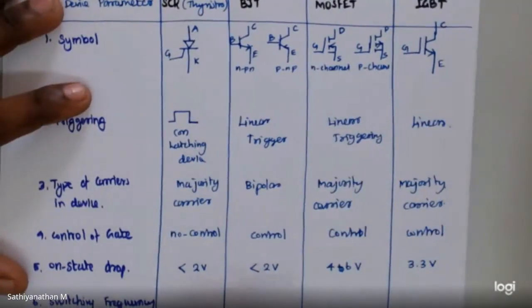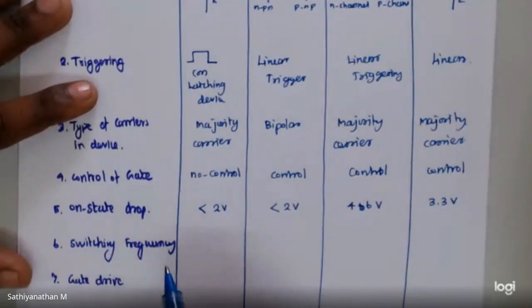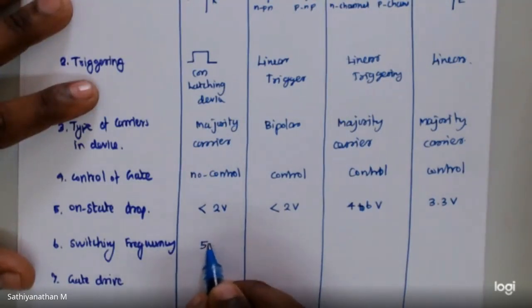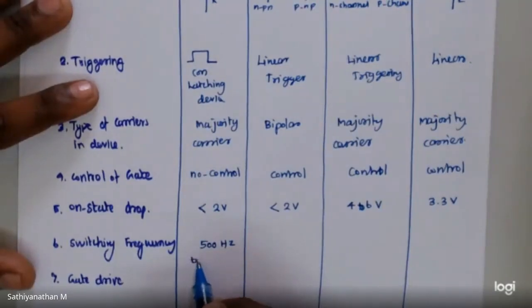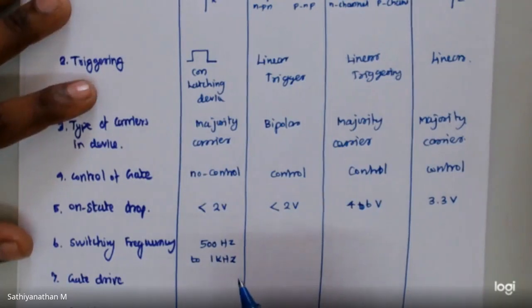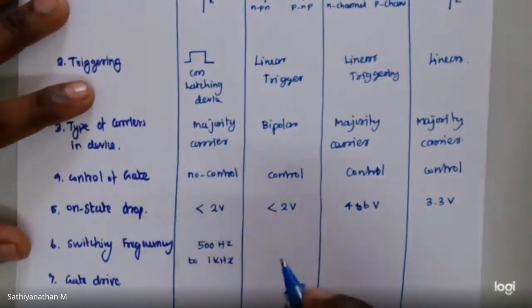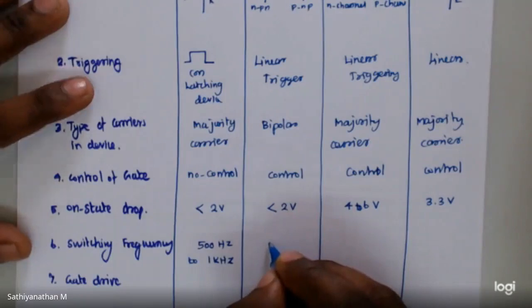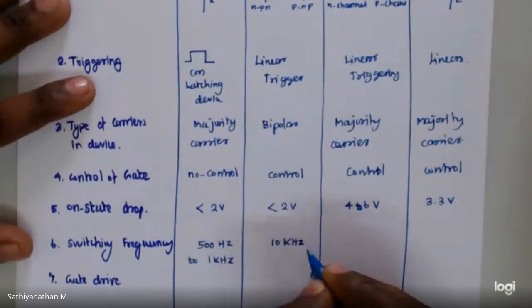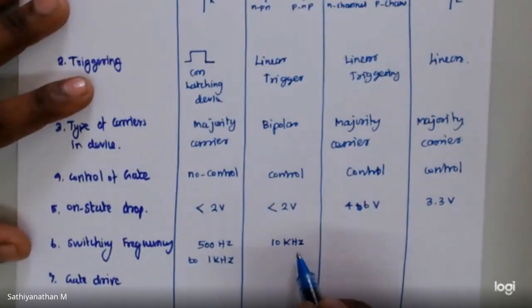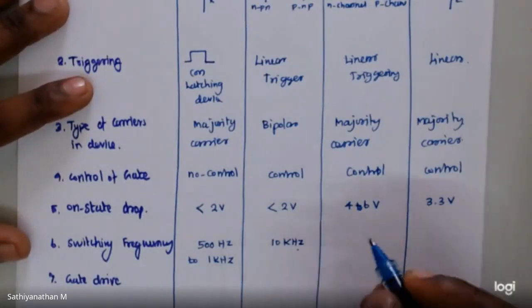So the next important parameter is switching frequency. The switching frequency of an SCR, we can operate this SCR from 500 Hz to a maximum of 1 kHz. So that much frequency it will support. And BJT has a switching frequency of 10 kHz. Up to 10 kHz, we can operate a BJT.